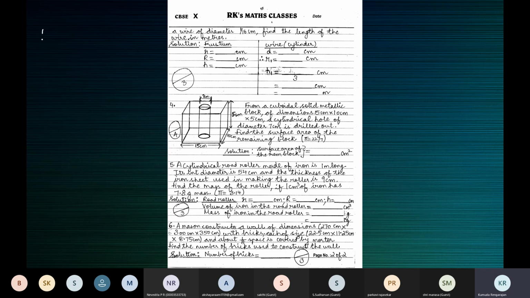Okay, so it is the total surface area of the cuboid. But from the total surface area, the area of two circles is missing. The area of one circle on the top and the area of one circle at the bottom, at the base. Because a cylindrical hole is drilled out. So on this top face, the area of the circle is missing because a cylinder is removed, a cylinder is drilled out.